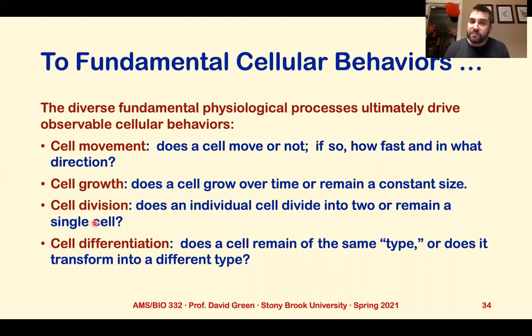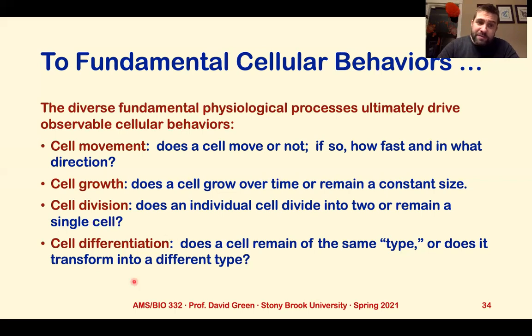Cell division. When does a cell decide to divide into two daughter cells? Or when does it decide not to remain a single cell? That decision process also has to be driven at some level by these lower level physiological or even biochemical processes.